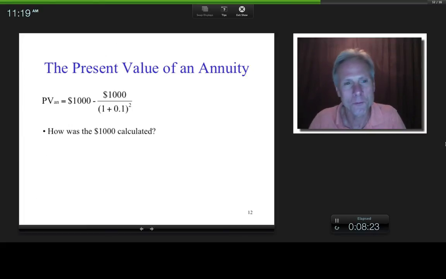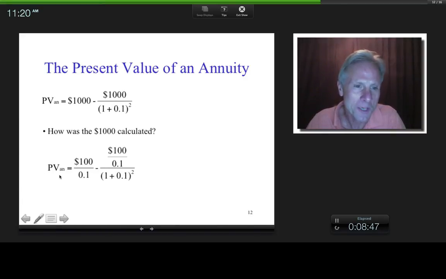So let's clean up the formula a bit. Here we have the present value of annuity is a perpetuity today minus a perpetuity tomorrow that's discounted today. So how was the 1,000 calculated? Do you remember? Well, that was the C over R, right? That was the present value of a perpetuity. And so using the numbers that we used, it was the 100 over the 0.1, right? So here we have the present value of the annuity is the 100 over the 0.1 minus the 100 over the 0.1, that's the 1,000 again, that's discounted today.